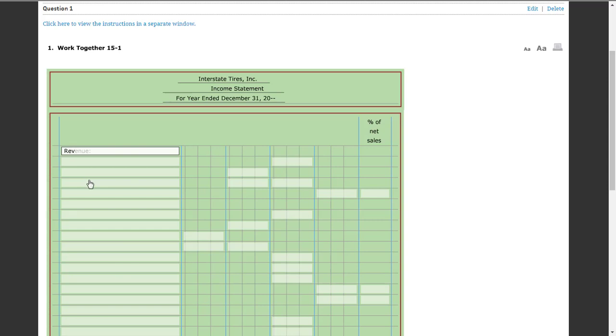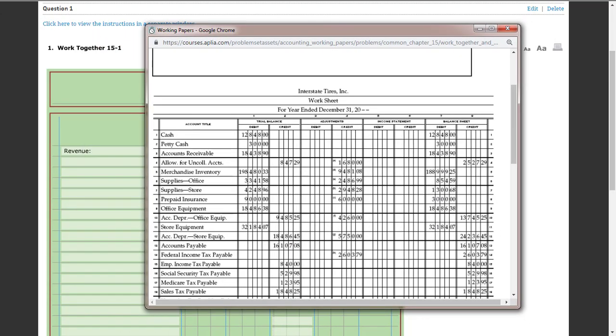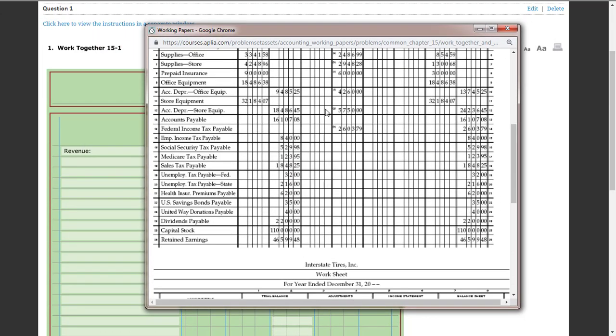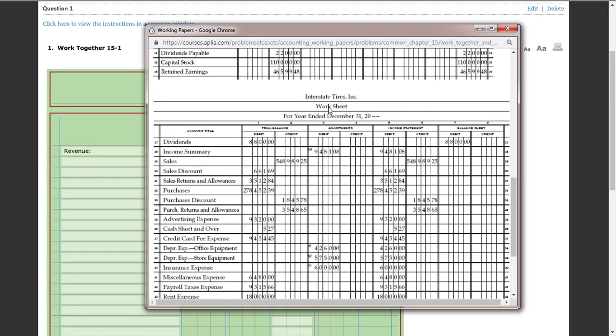Revenue is going to be followed by a colon. Now, all of my revenue accounts are what? Nope. Expense. Nope. Revenue is a classification. Expense is a classification. What accounts are my revenue accounts? Sales. Yes. Sales discounts, sales returns, and allowances. Those are my revenue accounts.